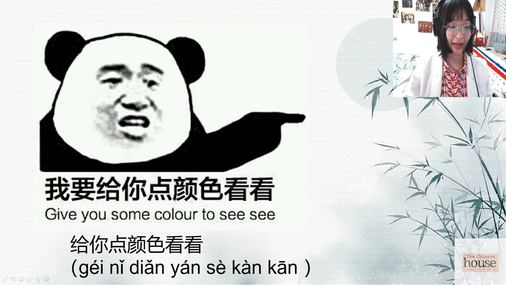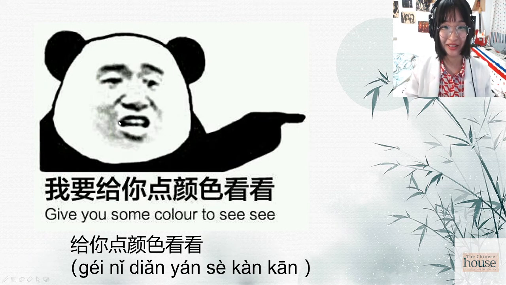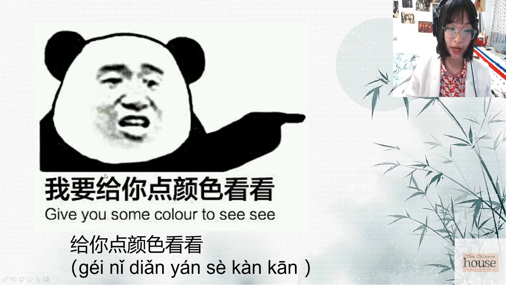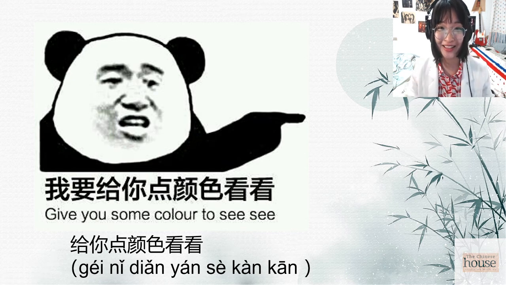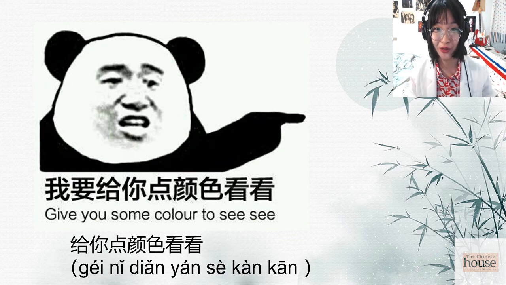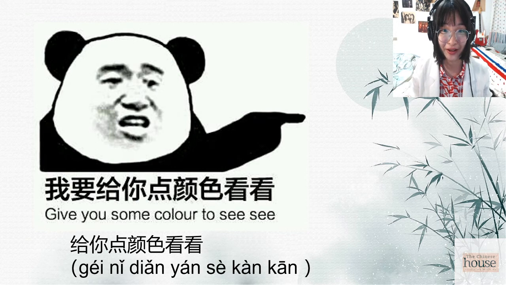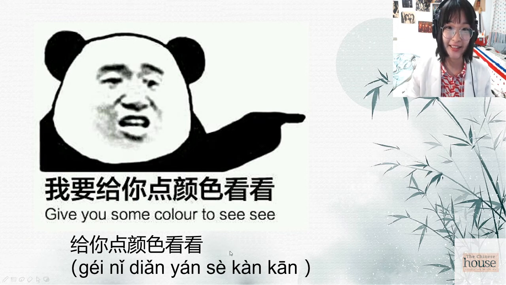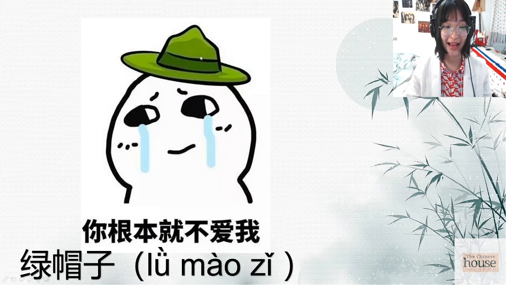Then there's some very interesting expressions. This is a meme. It says, give you some color to see, which literally means I want to give you some color to see. 我要给你点颜色看看。我 means I, 要 means will. What does it mean? In fact, it means I want to give you a lesson, or I want to kick your ass. When you're beaten, you have a lot of colors on your face, like black, red, or something.